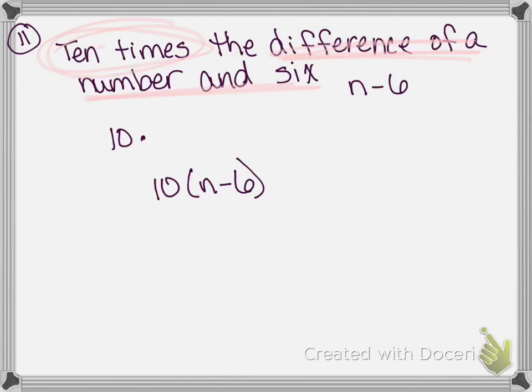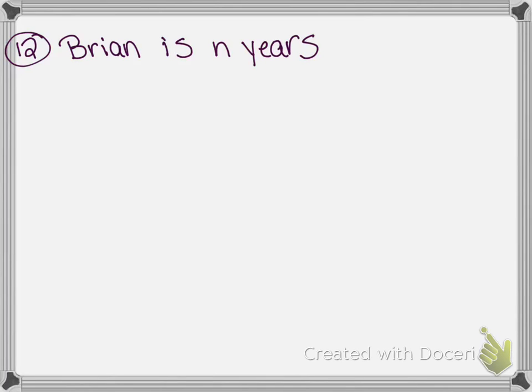The last one is about some guy's birthday, right? Barry, is that his name? Brian. Brian is n years old. Is that right? Yes. How will he be in 20 years? Good. Brian is n years old. How old will he be in 20 years?